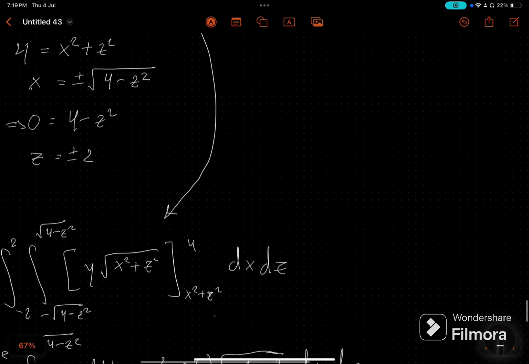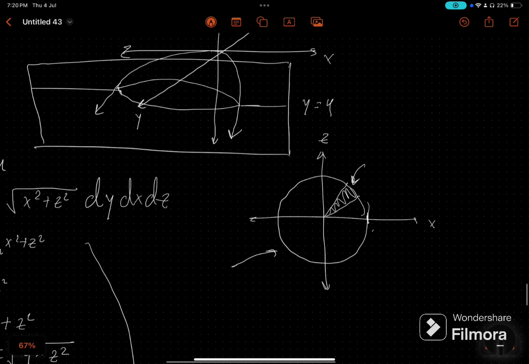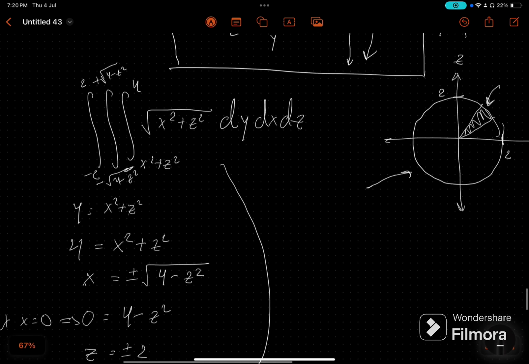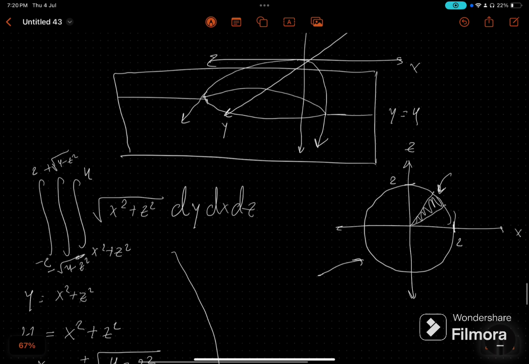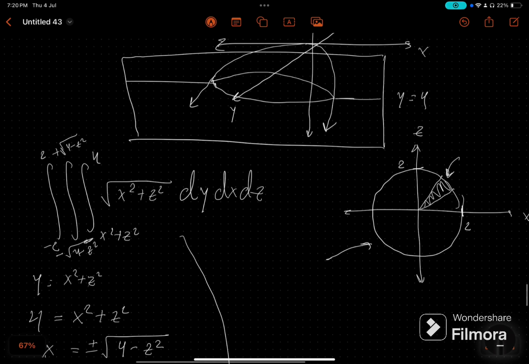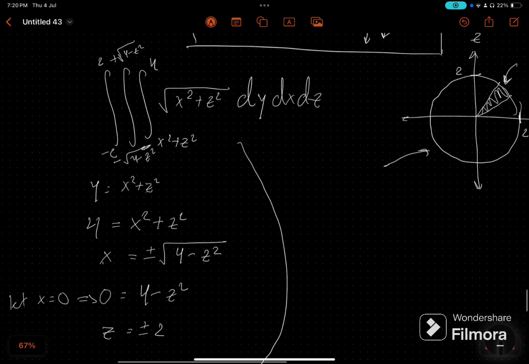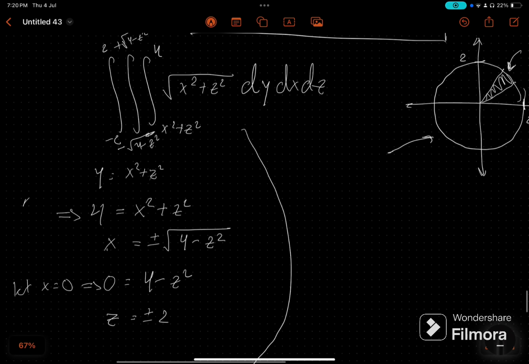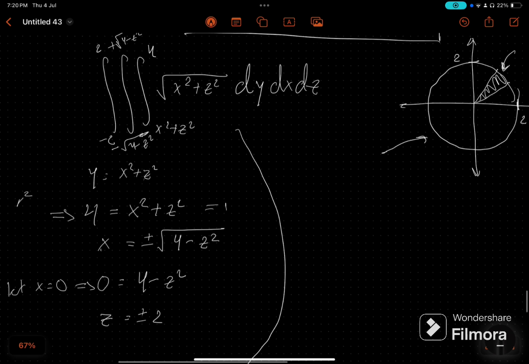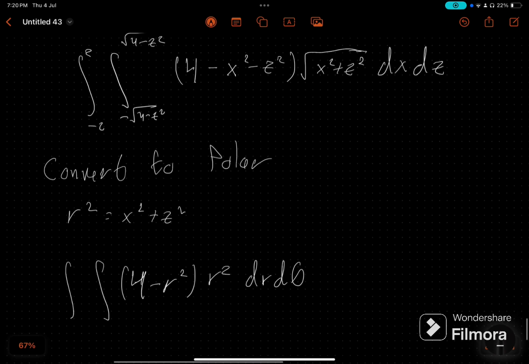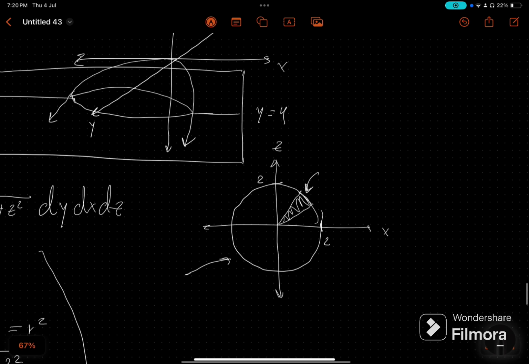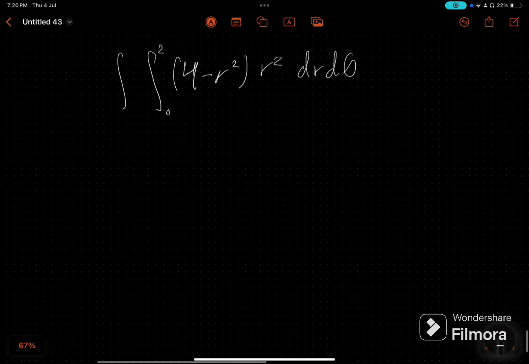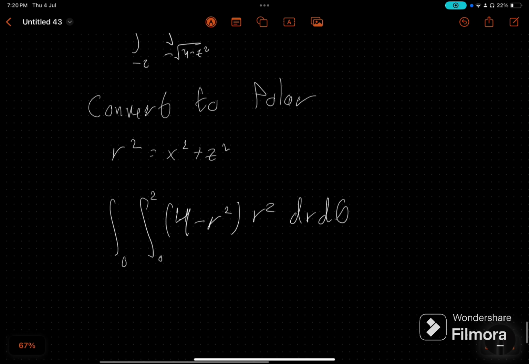Now for r, the limits are gonna be basically, since our radius is 2, y equals 4 minus r squared, and r squared equals 4, so r equals plus minus 2, so r equals 2. So it goes from 0 to 2 for r. It's basically our partition here, this is 0 and this is 2. As for theta, it goes from 0 to 2 pi.